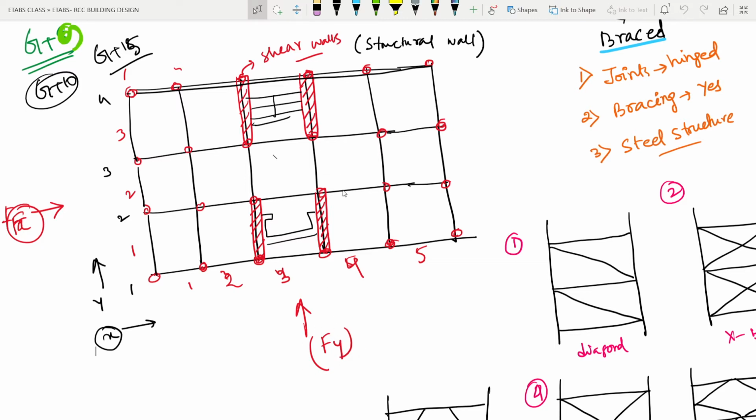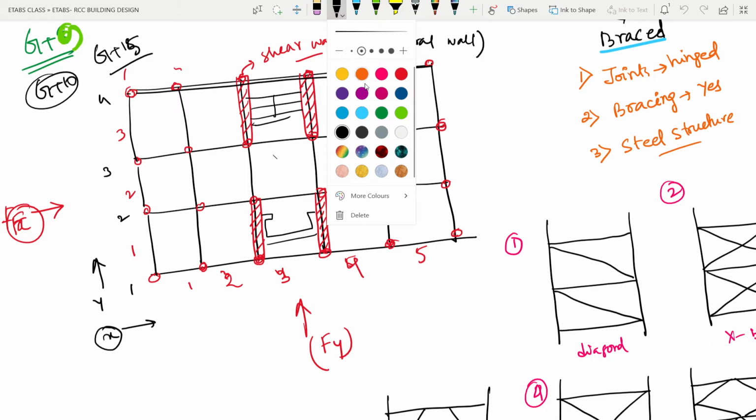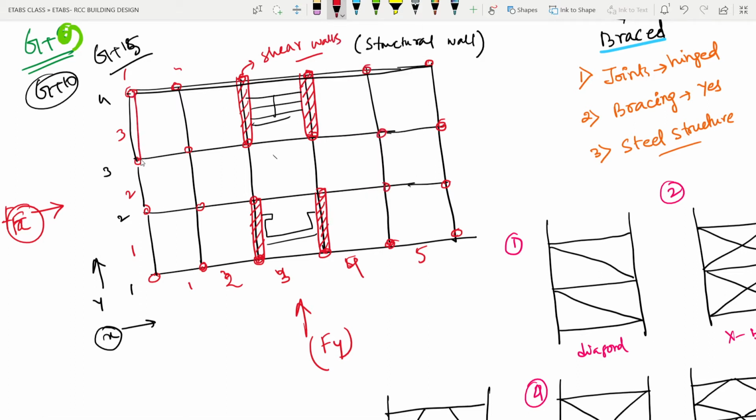So in that case, what we need to do, suppose I will be providing shear walls here at the outer periphery. Now you will ask me why I am providing the shear walls at the outer periphery, why not here, and why I have provided them here beside the stair room and beside the lift room.